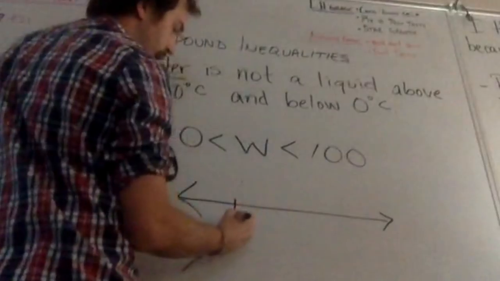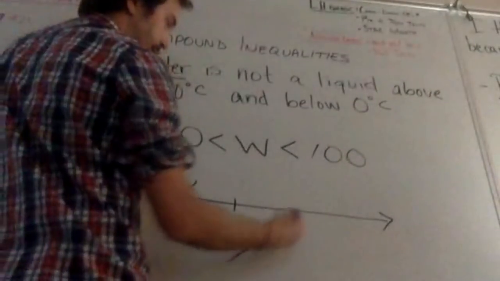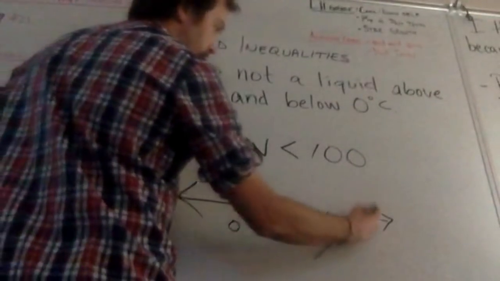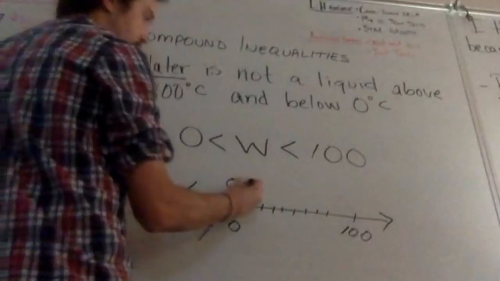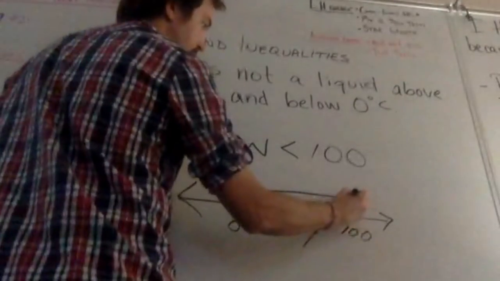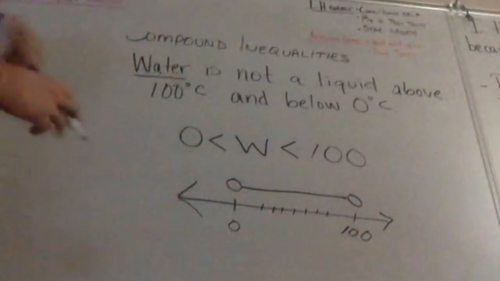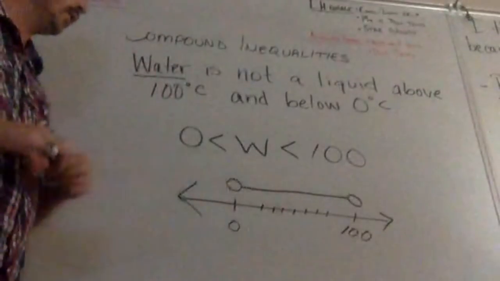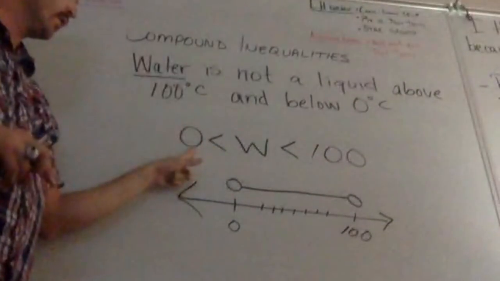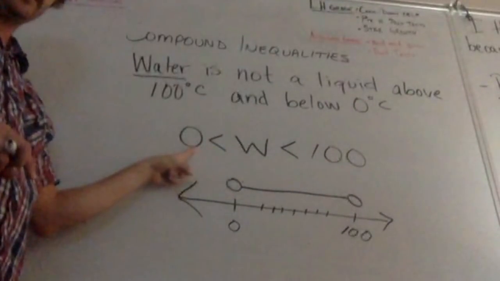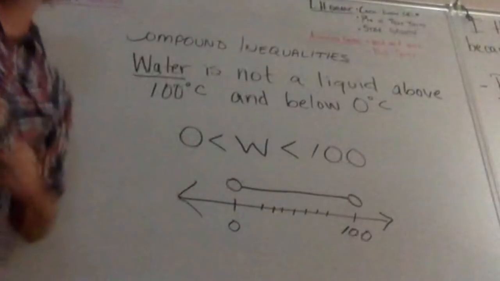Then we write this out. We got 0, got all these other numbers. We then have 100. So water is only a liquid in between these two numbers, 0 and 100. Now we're not going to include those because right at 100 it starts boiling, turns into steam, and right at 0 degrees it's no longer a liquid, it's a solid, it's ice.